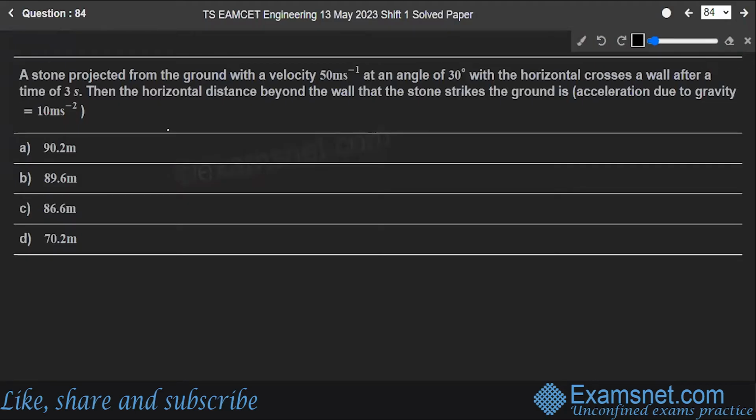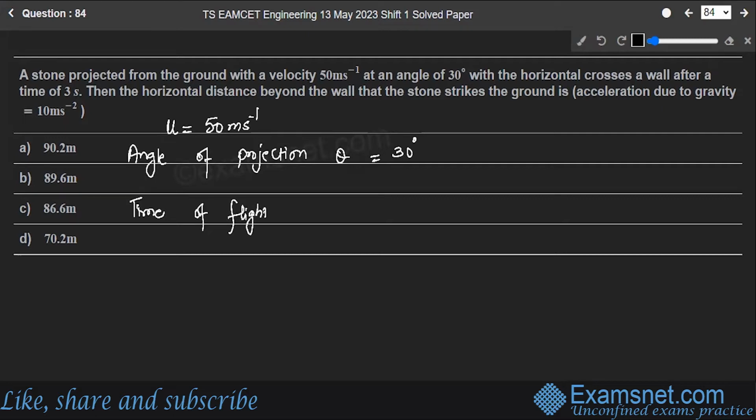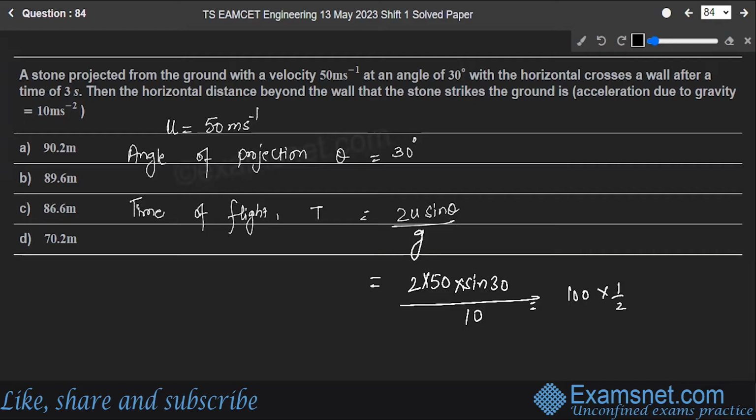So in the question, you are given u, initial velocity, is equal to 50 meters per second, and the angle of projection, let's say theta, as 30 degrees. The time of flight, T, is given by 2u sine theta upon g. So 2 into 50 into sine 30, g's value is 10. This will be equal to 100 into 1 by 2 upon 10, or this will be equal to 5 seconds.